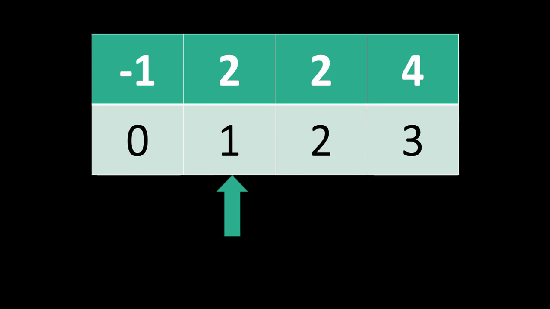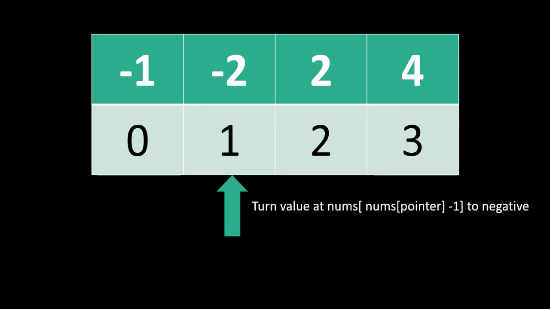And now we come across index 1 whose value is 2. So we convert the value to minus 2 in this case also. What we are effectively doing is turning the value at nums of nums pointer minus 1 to negative. So we are finding the value at this pointer, which is our current index, taking that value, doing a minus 1 as an array is a 0 index based data structure, and then negating the value present at this new index that we got. So this nums of pointer in this case was 2. So what we did is we changed the value at nums of 2 minus 1, that is nums of 1, to negative, which in this case becomes minus 2.